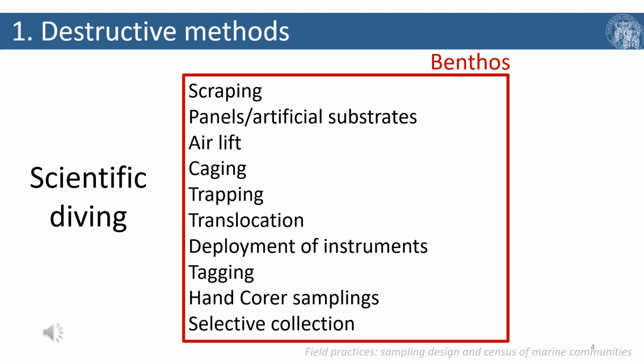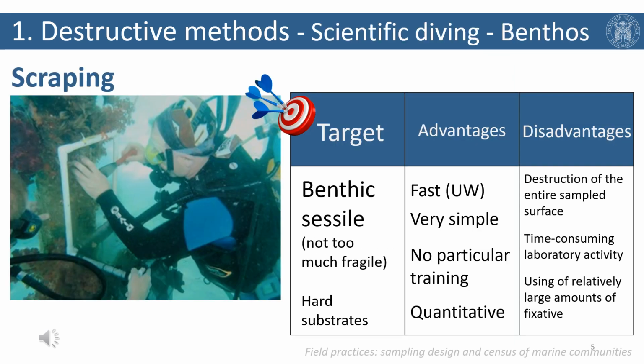First, we will introduce destructive methods. Here, you have a list of several sampling methods conducted by scientific scuba divers. The first method described is scraping. This method is used when it is necessary to collect all the benthic organisms living on a hard substrate to classify them and to determine their density or abundance.